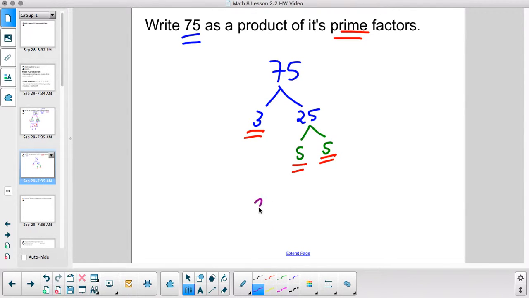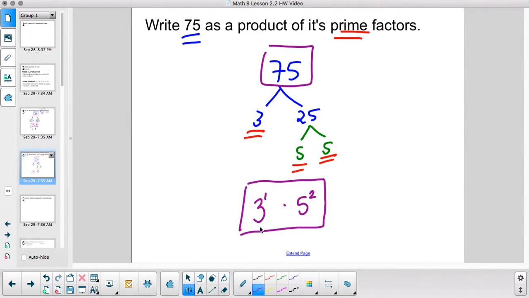And then how many 3's do we have? We've got 1. And we've got two 5's. So this is the number 75, written as a product of prime factors. That's just another way that we use exponents.